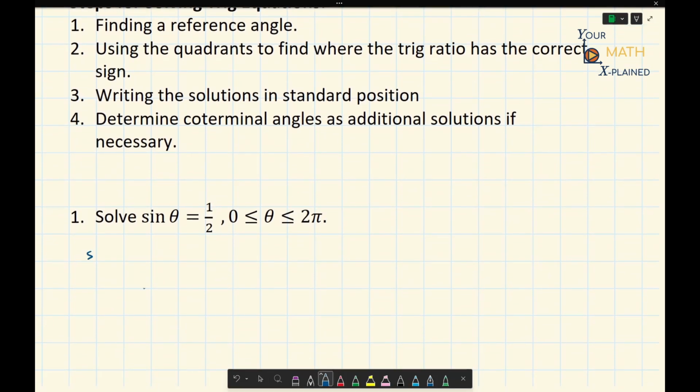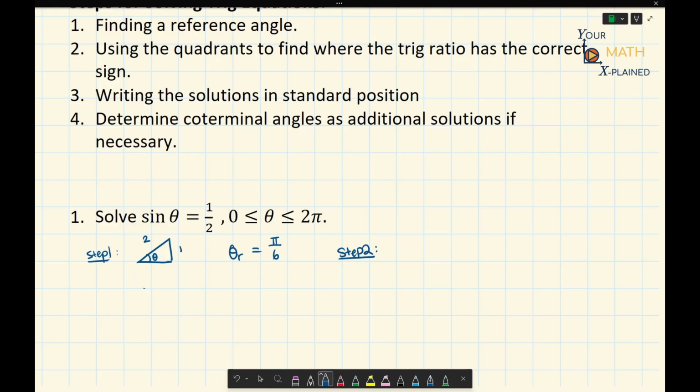So step 1, we're going to find our reference angle. And we're going to do that by drawing our triangle. So if we have a right angle triangle with our angle theta, and if we have sine of theta is equal to 1 over 2, then that means our opposite side is 1 and our hypotenuse is 2. So that tells us our reference angle theta r is equal to pi over 6 because this is one of our special triangles.